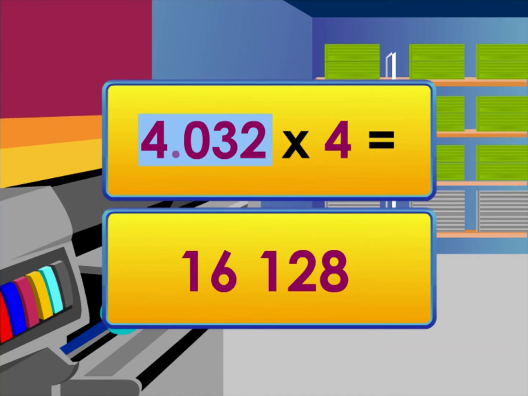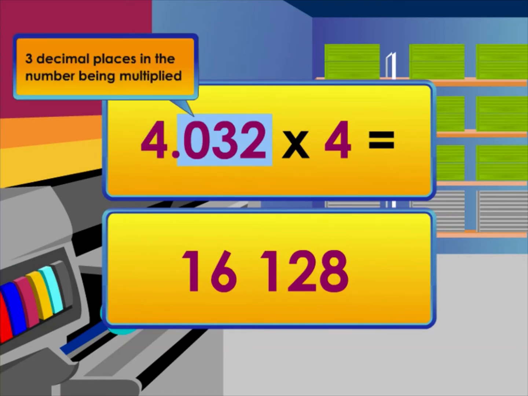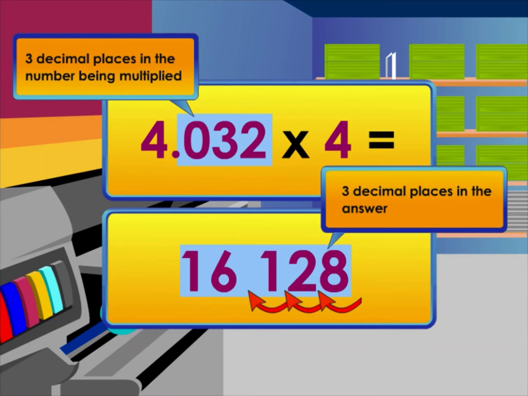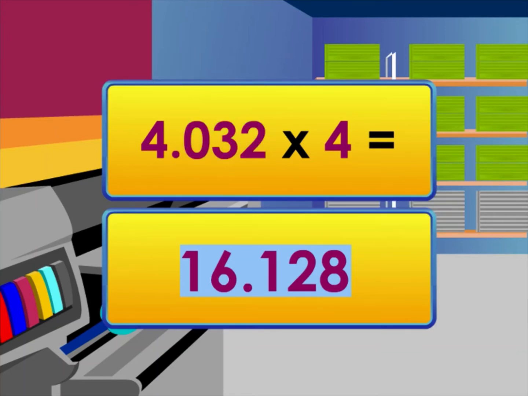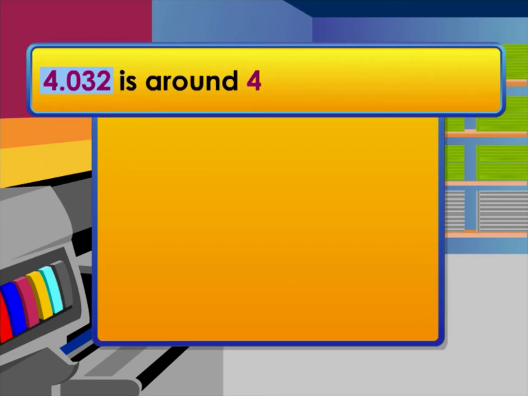Yes, look back at the multiplicand. How many digits are there after the decimal point in the number? Yes, this means that the answer must have 3 digits after the decimal point. So the answer is 16.128. Remember to estimate and check.